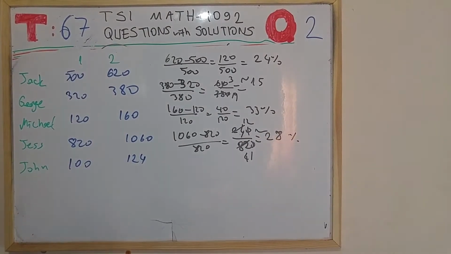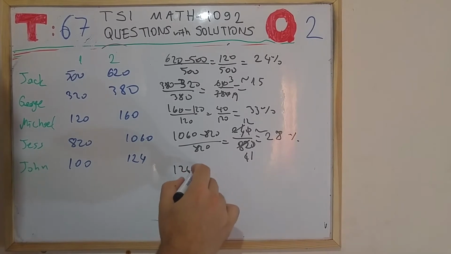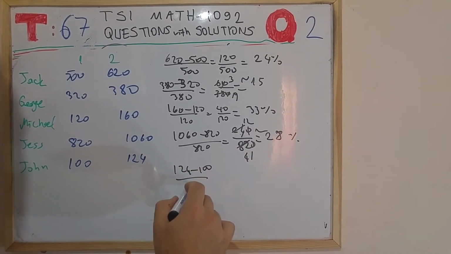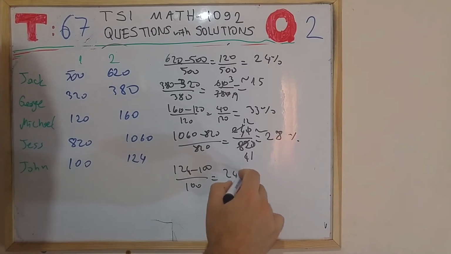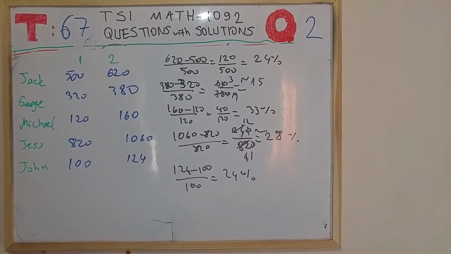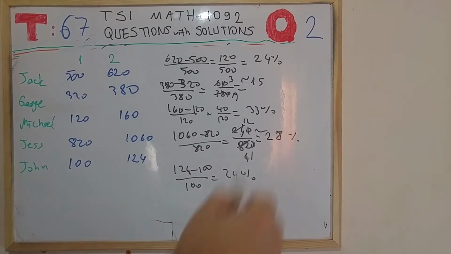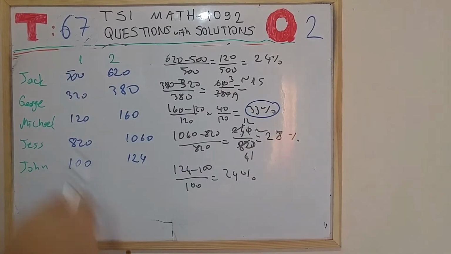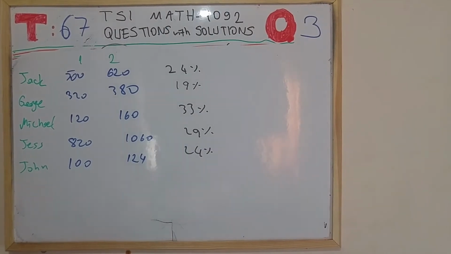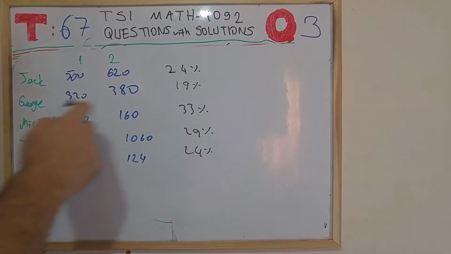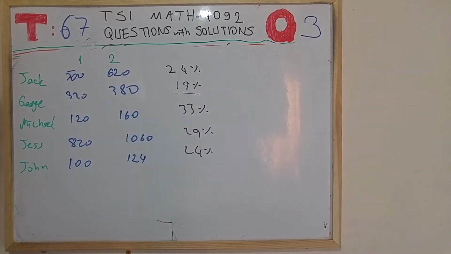And the last one is 124 minus 100 over 100, which is equal to 24 over 100, which is equal to 24%. As we see, the biggest increase is here, 33%, which comes from Michael. And from the previous question, George's development is the least.